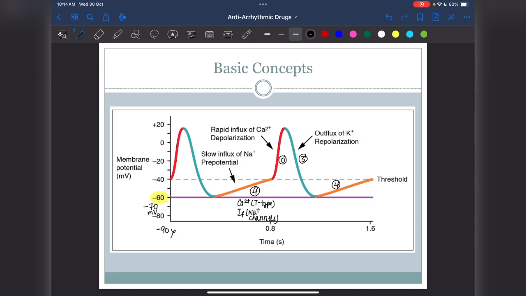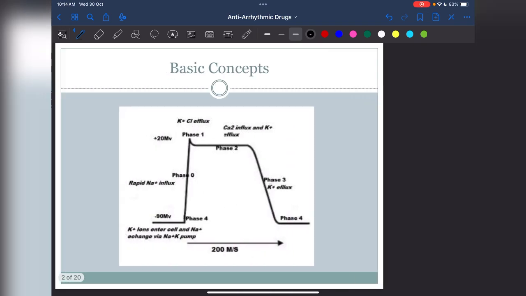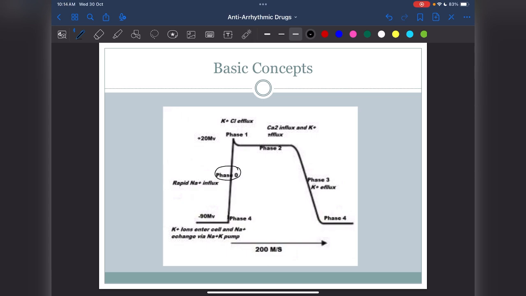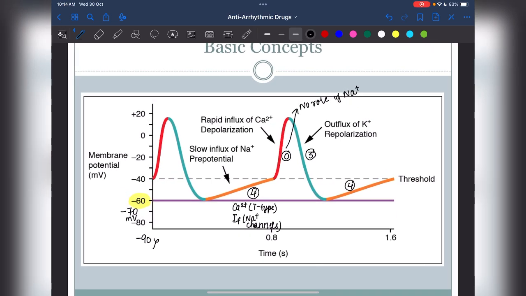So remember that. In the upstroke here, there is no role of sodium, as there was here. There is no role of sodium in these cells. In phase 0, there is only calcium influx. That calcium influx is responsible for the upstroke. So if we block the calcium channels in the SA node, they will decrease the slope. The slope will come like this. It will decrease, so it will take more time. So it will decrease the conduction if we block calcium channels.